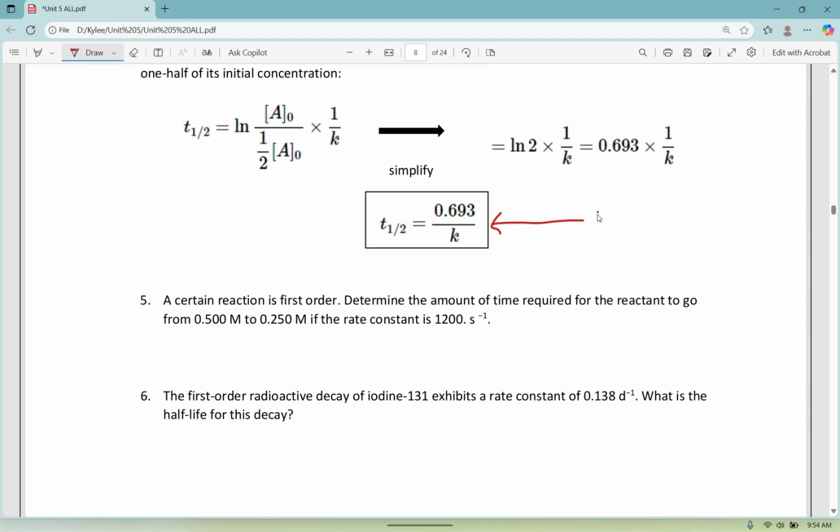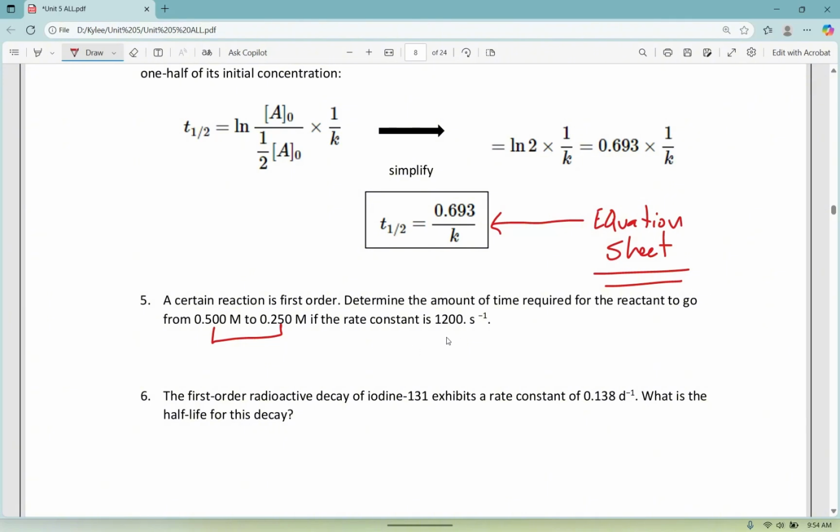This is also on the equation sheet. And so this is another way that we can figure out K, especially if it is first order. We can use this information. So it says a certain reaction is first order. Determine the amount of time required for the reactant to go from 0.5 to 0.25 if the rate constant is 1200. So this is 1 half-life because it's cutting in half.